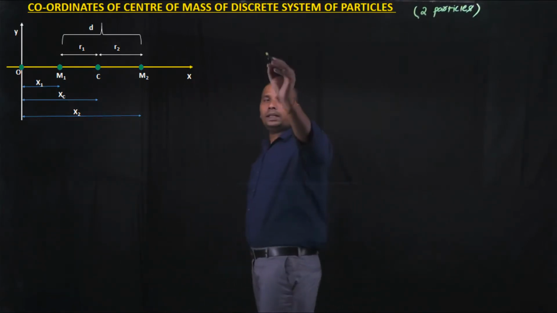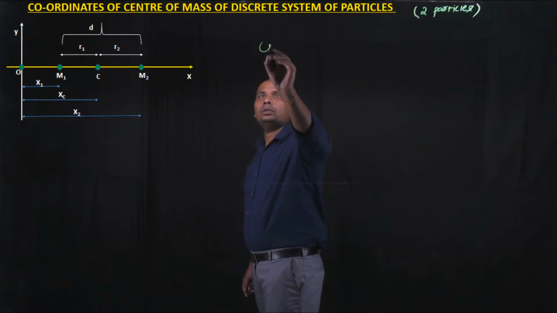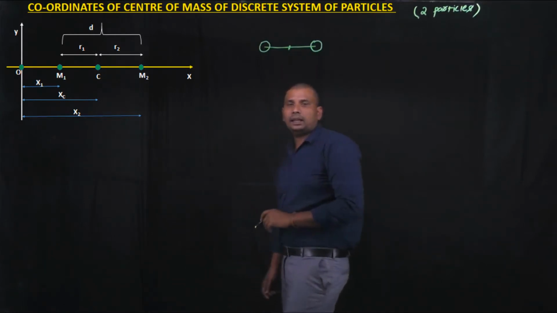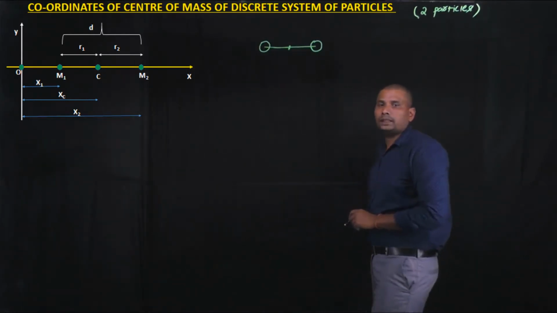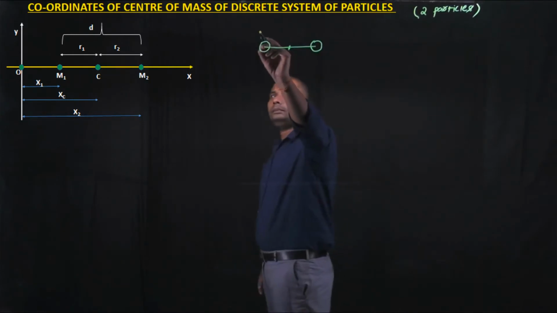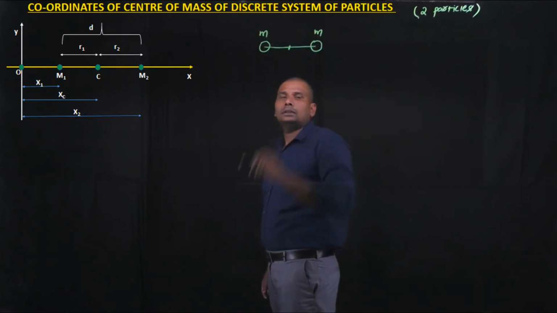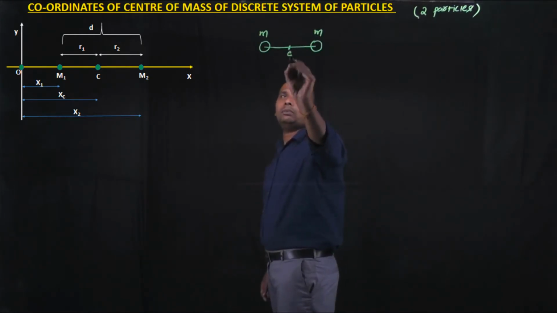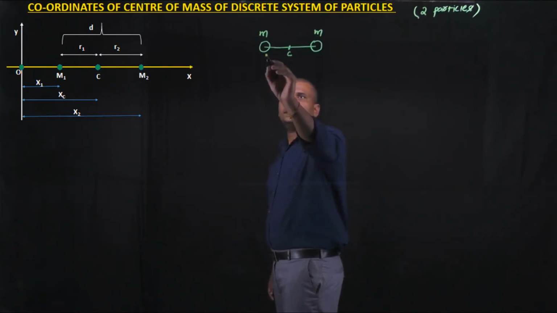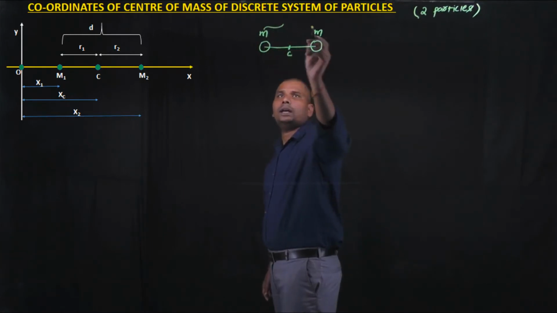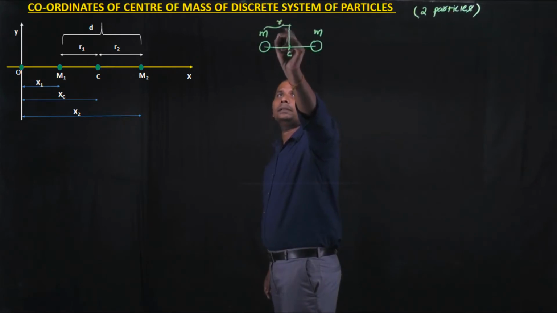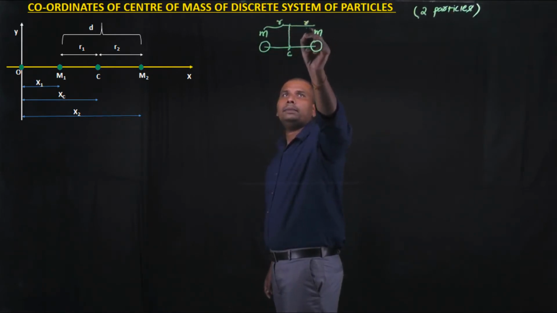If there are two equal masses, the center of mass lies exactly at the midpoint of those two particles. Here, these are the two equal masses and this is the center of mass. For two equal masses, the position of center of mass is exactly at the midpoint. There are two same distances.